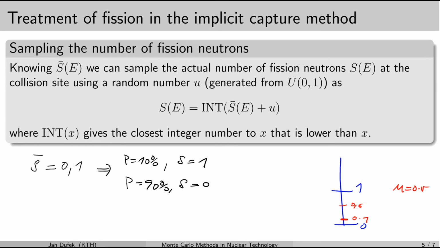So I would sample one fission neutron only if the random number is bigger than 0.9, right? Only in that case the sum of the random number and my expected number of fission neutrons would grow above the number of 1. So in that case the int function would return number 1. So that corresponds very well with our results here. And that is all for now.